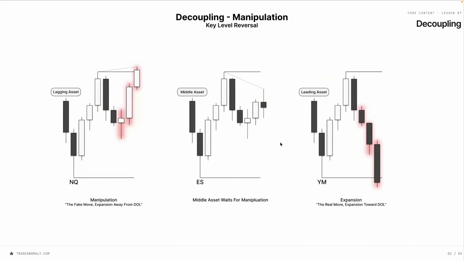So when markets are decoupling, this is essentially a form of manipulation. It's one asset going to a key level while the other asset expands towards the drawn liquidity, right? Think about it. One asset is making the fake move, expanding away from the drawn liquidity to manipulate to create SMT, while the middle asset just waits for the manipulation essentially. And that leading asset is the real move towards the drawn liquidity. And this SMT is going to be the trigger for the markets to resync.